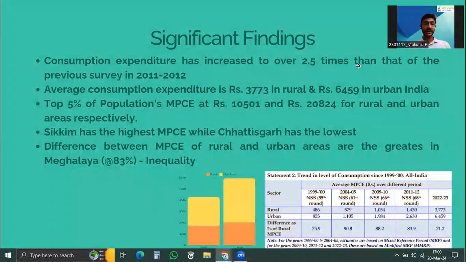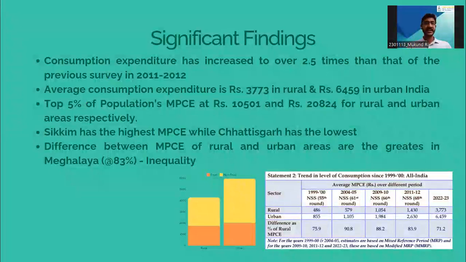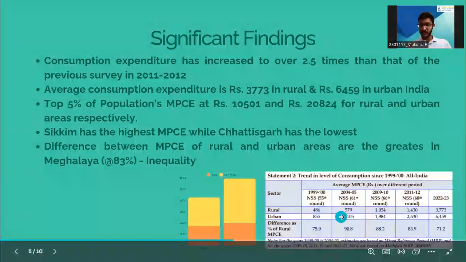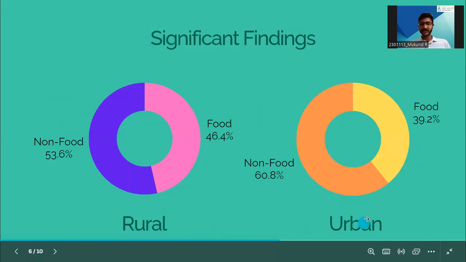And I've also shown that among the states, Sikkim has the highest consumption, whereas Chhattisgarh has the lowest consumption. And as we can also see here, the difference between the rural and urban areas has significantly come down over the period of years. And also that non-food items have a major proportion in the consumption basket. The same is captured here, where in the rural areas and urban areas, you can see that the non-food items have a major proportion of their consumption.